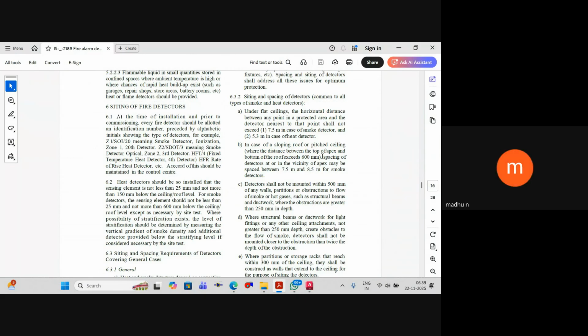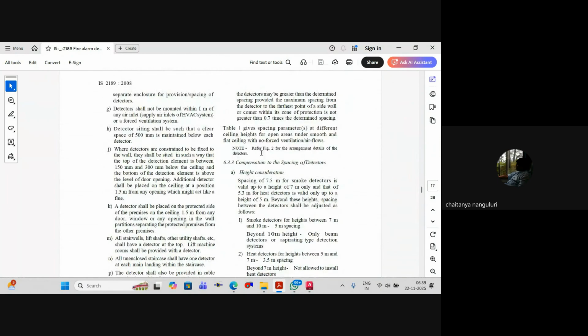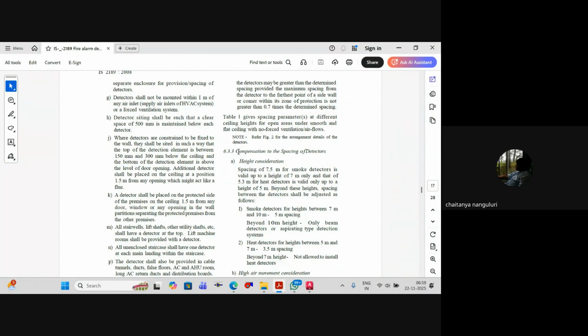Yes, sir. But along with this, there's one more clause which gives height compensation for spacing of detectors. That's basically between the detectors. Spacing of 7.5 meters for smoke detectors is valid for a height of up to 7 meters only, and that of 5.3 meters for heat detectors is valid up to a height of 5 meters. Beyond these heights, the spacing between the detectors shall be adjusted as follows. That means up to 7 meters, in the case of smoke detectors, you can have a spacing of 7.5 meters between the detectors.